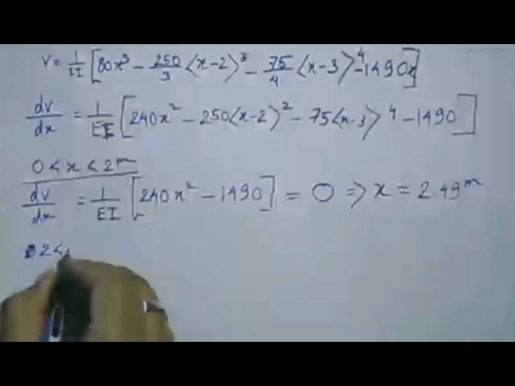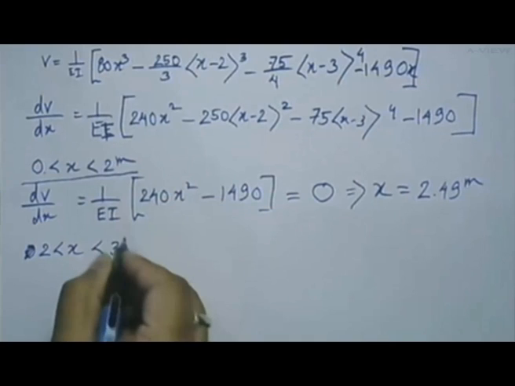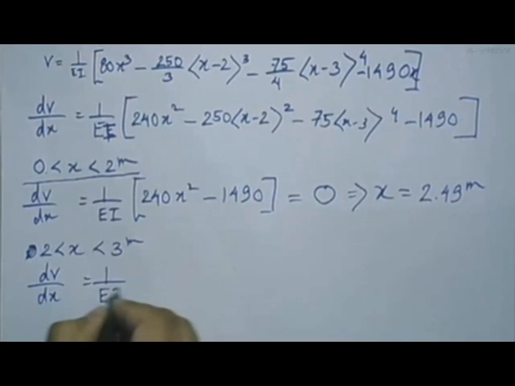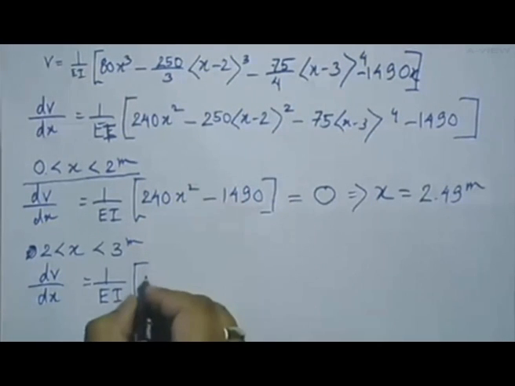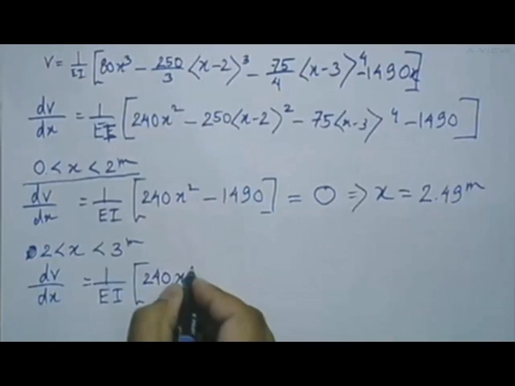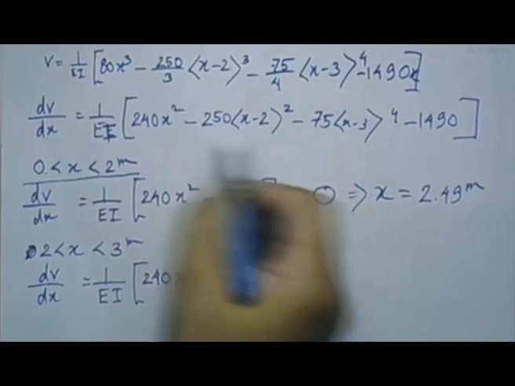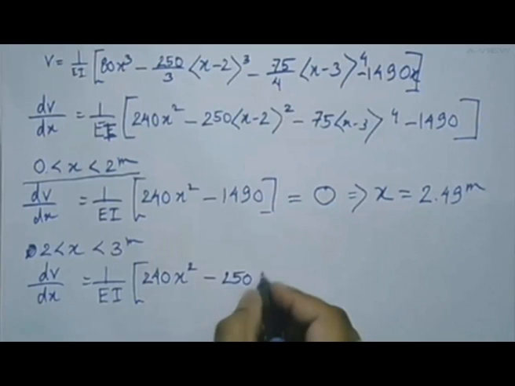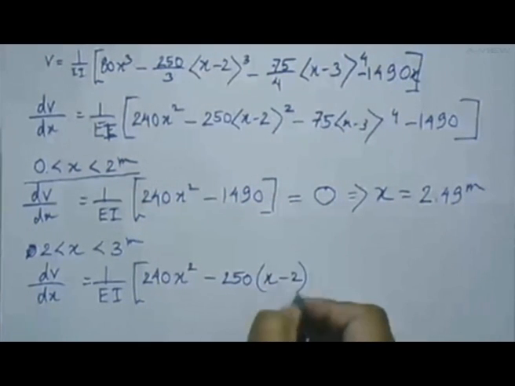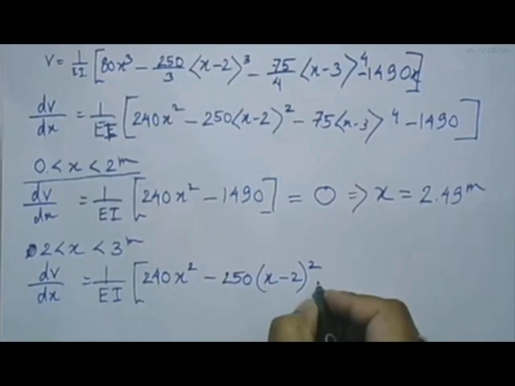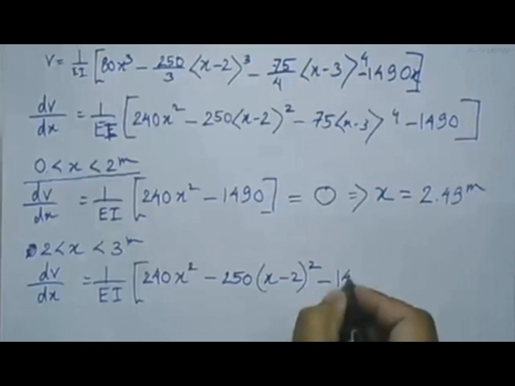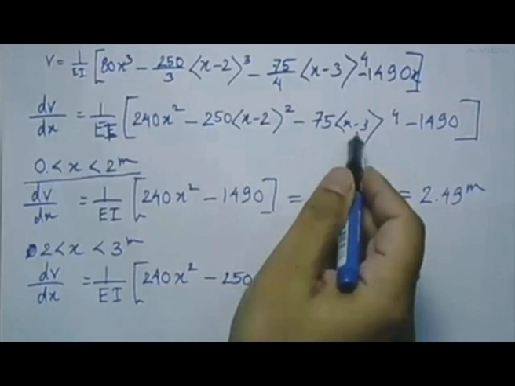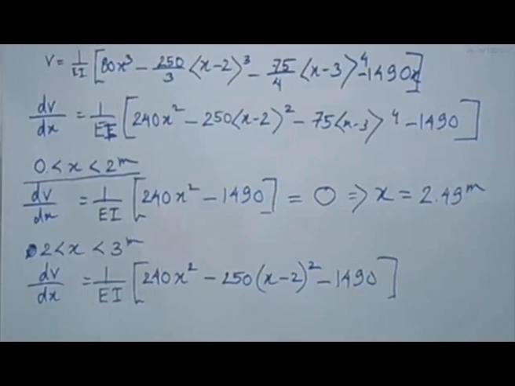So for x between 2 meters and 3 meters, here dv/dx can be written as 1/EI [240 x square. Now the second term will come into the picture, minus 250 (x minus 2) whole square. Since x is greater than 2, you can just write it using the round bracket.] minus 1490. This term is still not applicable. It is only applicable for x greater than 3, but right now x is between 2 and 3.